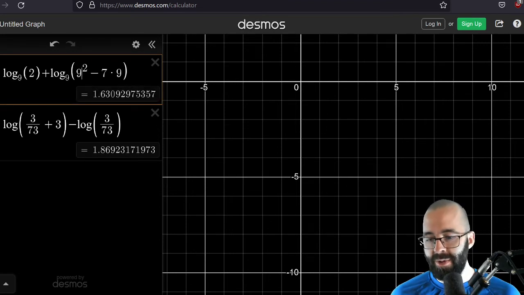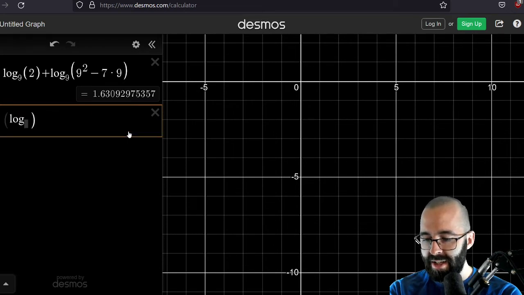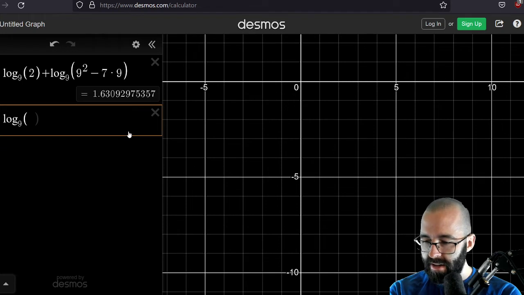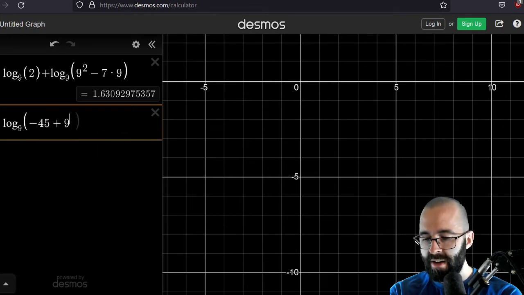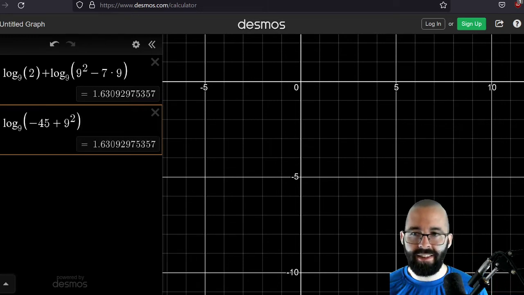Let's try plugging in 9. All right, so 9 equals something. Let's just make sure it equals the other side. The right-hand side was log base 9 of negative 45 plus n squared, and n is 9. Oh, good, they equal each other.